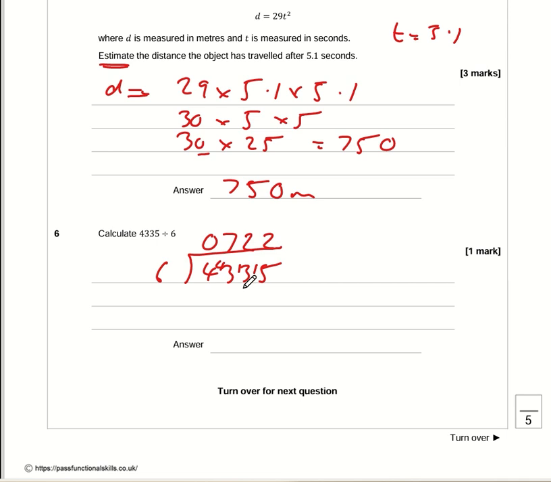Now, the remainder I need to stick onto a number, but it looks like we've reached an end point, so what I need to do is put in a decimal point and put down a 0, so that I can now park that remainder of 3 on that 0 to create a 30. 30 divided by 6 is 5. So there's our answer, 722.5.